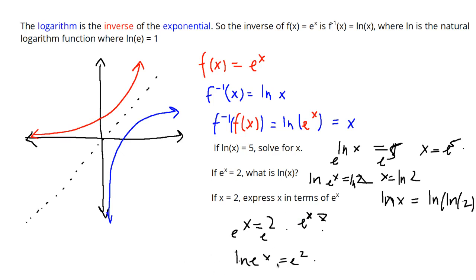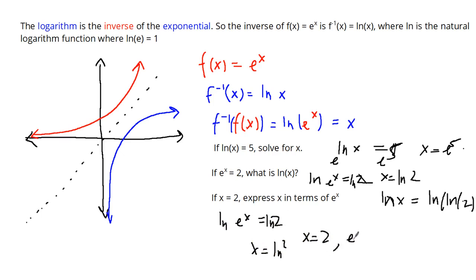Okay, no, you know what? This is the wrong way to solve this. If x is equal to 2, express x in terms of e to the x. So we have e to the x is equal to 2, right? e to the x is equal to 2. So we have to take the ln of both sides, and then we have x equal to ln 2. So when x equals 2, e to the ln 2 is equal to 2. And that's basically what I wanted to say. e to the ln 2 is what I wanted to get, right?